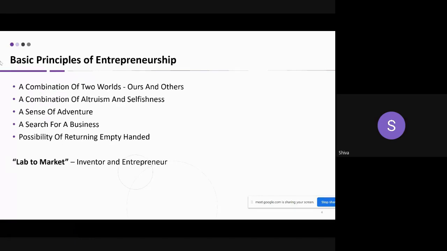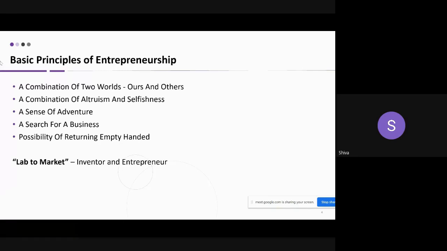Now go back to yourselves. Most of you are in Nirmaan, or maybe not in Nirmaan, but some of you are. Now, what is Nirmaan? Nirmaan is an entrepreneurship place, right? You come with an idea. You can also come. So therefore, lab to market makes so much sense.